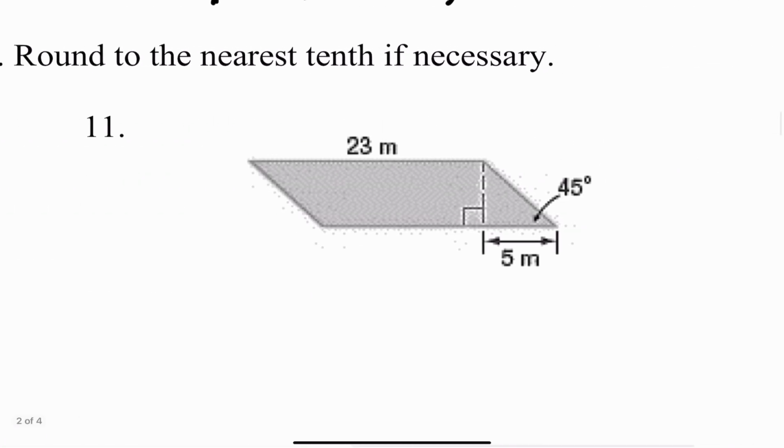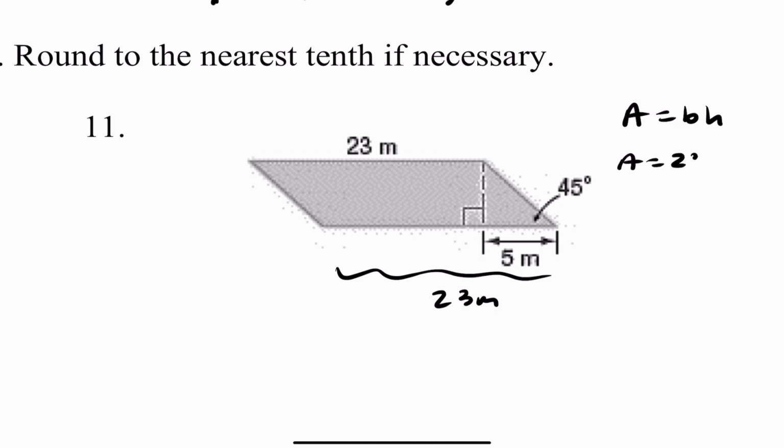Number 11, this is a parallelogram. So what do I need to do? I'm going to write my formula. A is equal to base times the height. If this side is 23, then this side is also 23. I should not block out the 5 meters there, but 23 meters is my base. But we do not have the height. And yes, this is perpendicular to that.